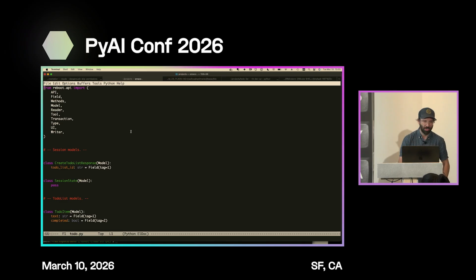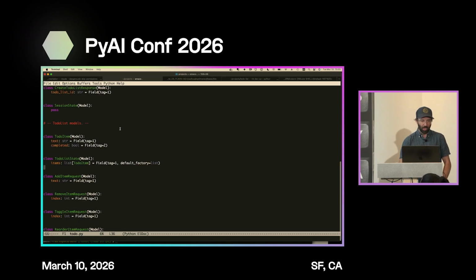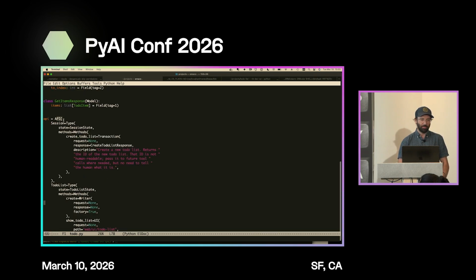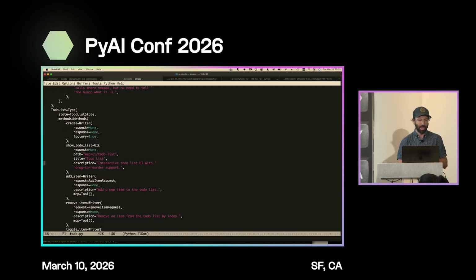So this was again generated by the robot, but what's it look like? We've defined things like a to-do item and a to-do list state, which has things like the items. And in particular, we've defined an API. So this is kind of the core of Reboot, these higher level APIs that we can define. We've defined a to-do list. We've described what its state is, and then what methods it has on it. So it does things like being able to create the to-do list, which does writes. Show the to-do list, that's a UI.